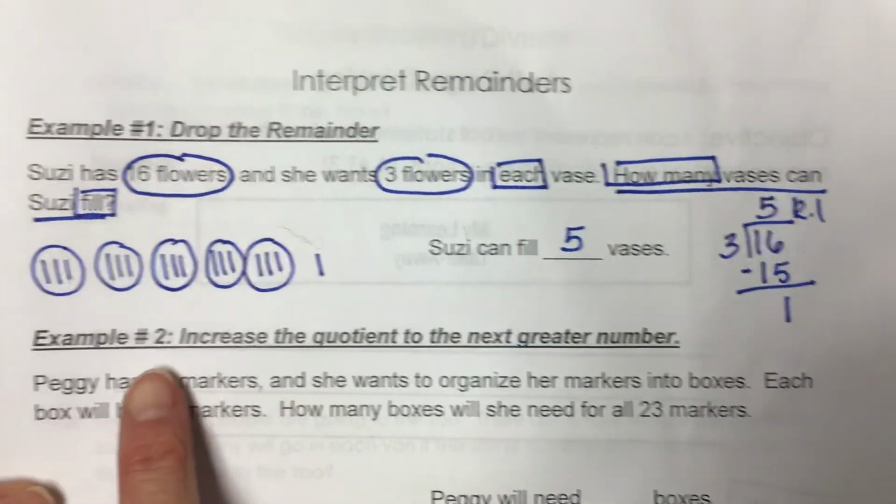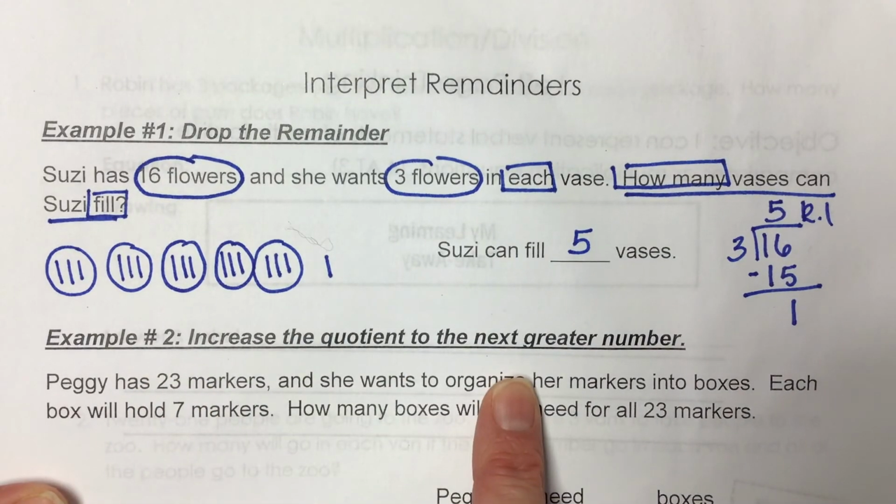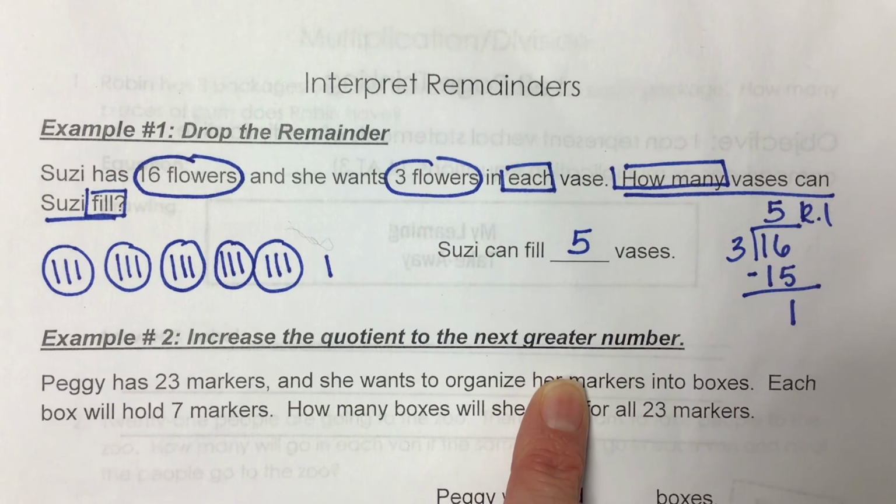Okay, the next option is to increase the quotient to the next greater number.